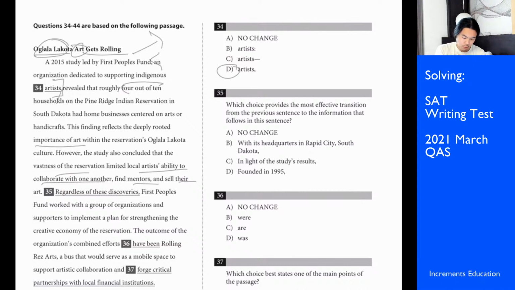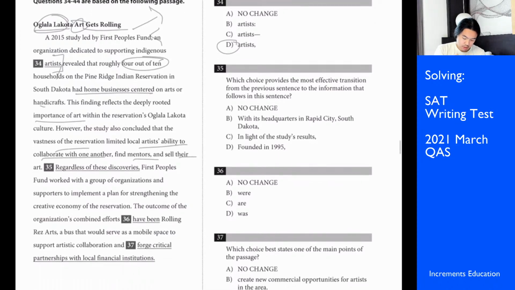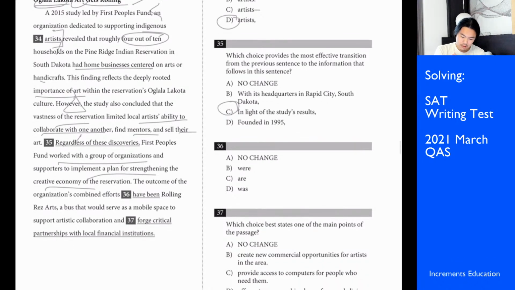Wait, 4 out of 10 had something related to business. However, also included the vastness collaborated. Okay, they're too big. Regardless, that sounds kind of awkward. It's like, in light of the studies, yeah, because of it, they worked with the group to strengthen the economy. Okay, see, yeah, like in response to the results, right? So we want to have, right, that makes sense. The most effective transition. Good.